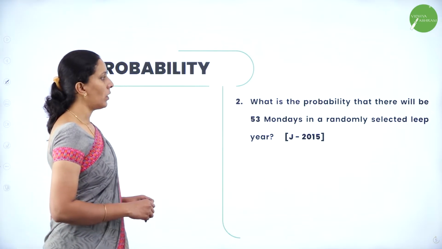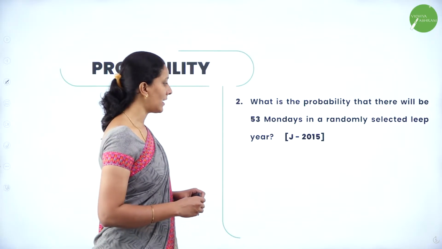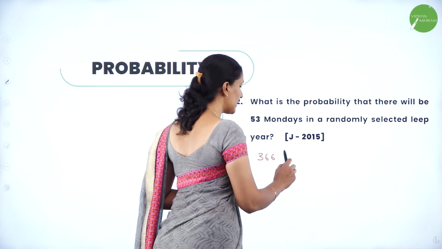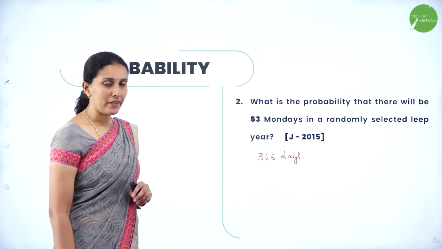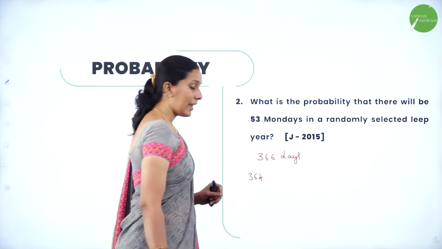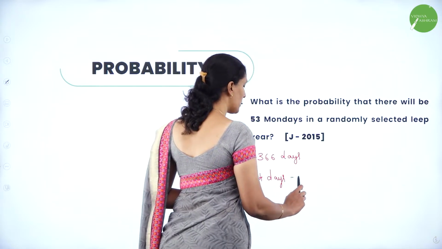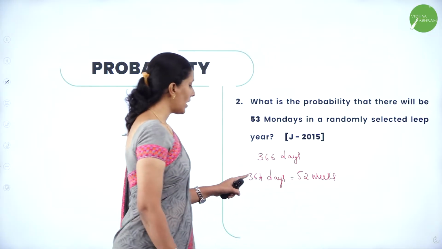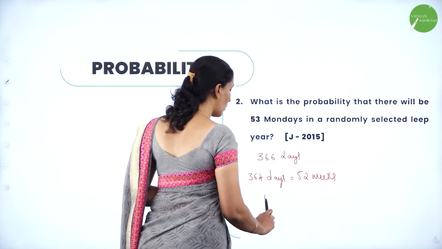Next, what is the probability that there will be 53 Mondays in a randomly selected leap year? When I say leap year, we have 366 days. In 366 days, 364 days will give you the complete weeks, which is equal to 52 weeks. So 364 days give the 52 complete weeks, which means the remaining days are only 2 days.